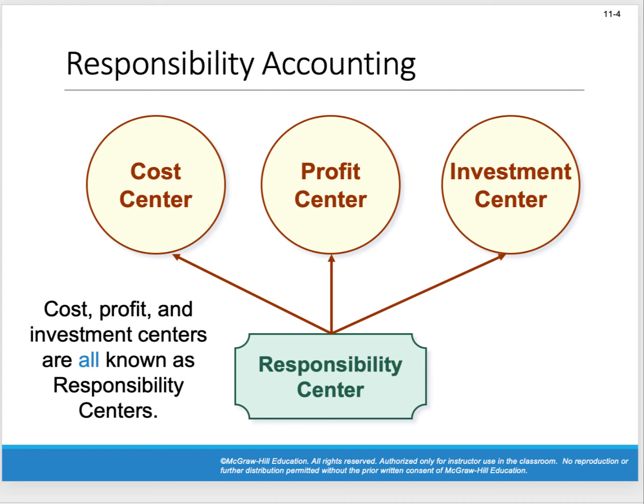So we mentioned responsibility accounting before. We said that responsibility accounting basically says we only hold people accountable for the things that they can control, right? So when we're looking at responsibility centers, we have three types of centers. We have a cost center, a profit center, and an investment center. Three totally different centers which have three totally different responsibilities.